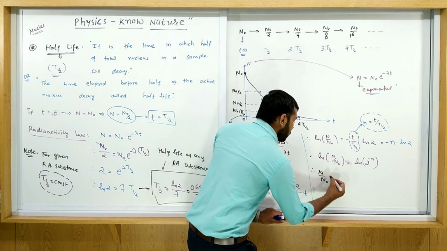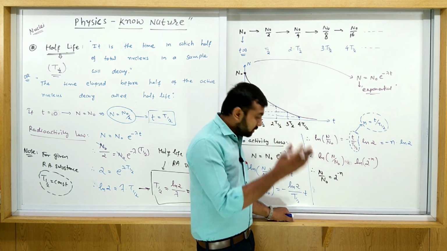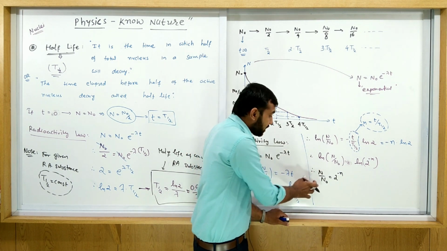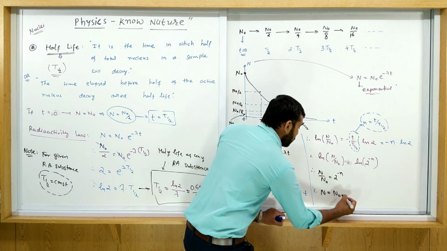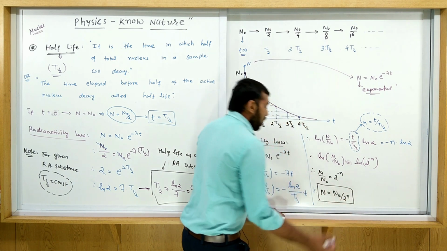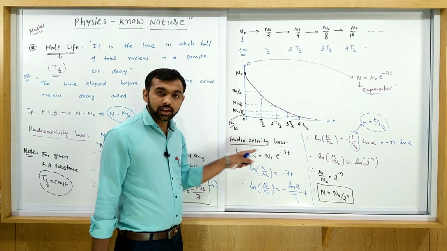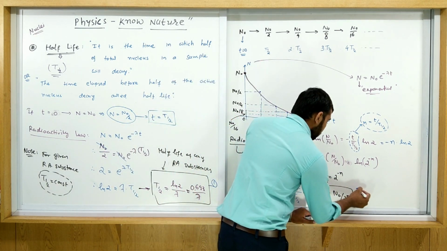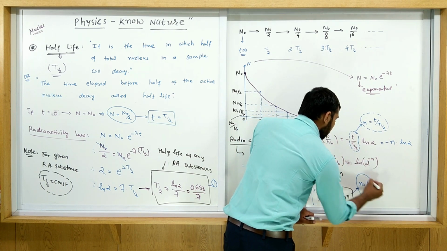So we can say N upon N0 is equal to 2 raised to minus n. This minus n comes into the denominator and the minus power becomes plus, and N0 in the denominator comes into multiplication on the other side. So finally you get N is equal to N0 upon 2 raised to n. This is another form of the radioactivity law. Here, n is equal to t upon t1/2.